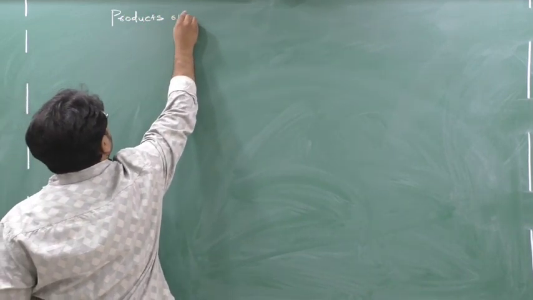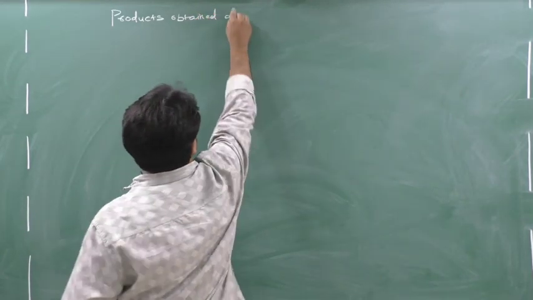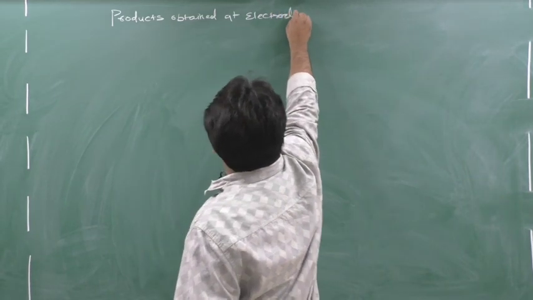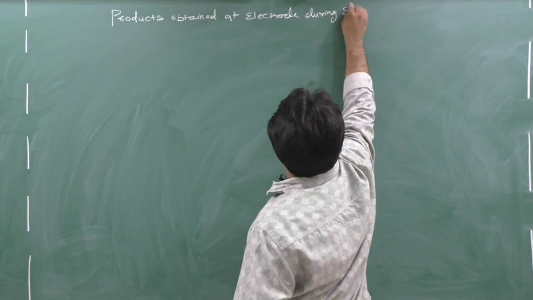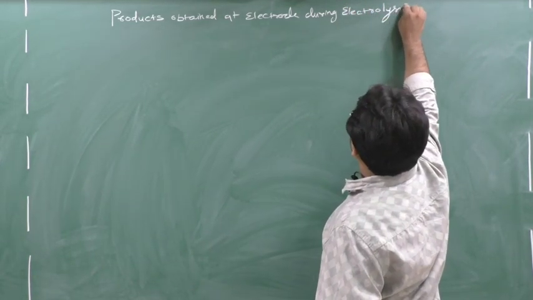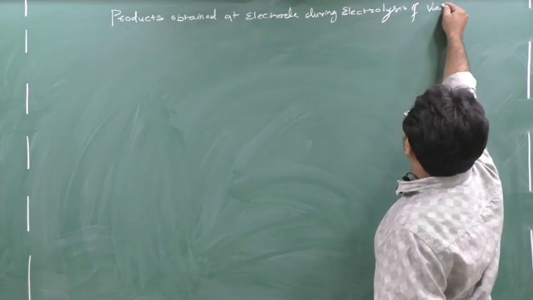Products obtained at electrodes during electrolysis of electrolytes, various electrolytes.